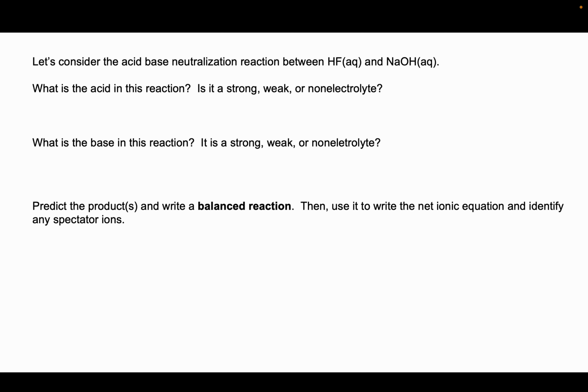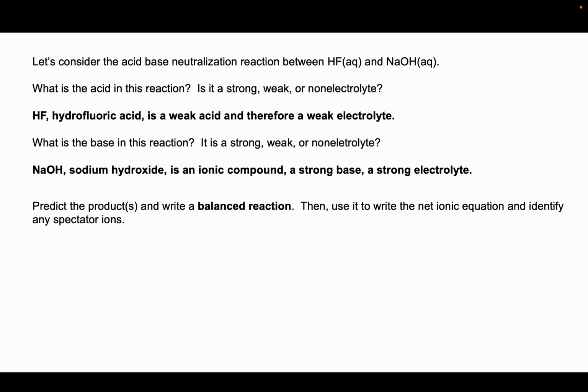One last one to consider, acid-base neutralization between HF and sodium hydroxide. What's the acid? What's the base? And is it a strong, weak, or non-electrolyte? HF, hydrofluoric acid, that is a weak acid and therefore a weak electrolyte.